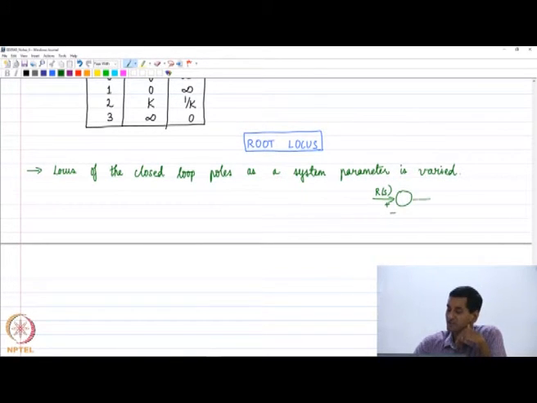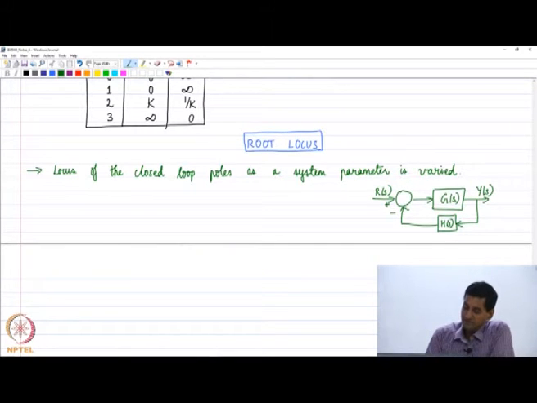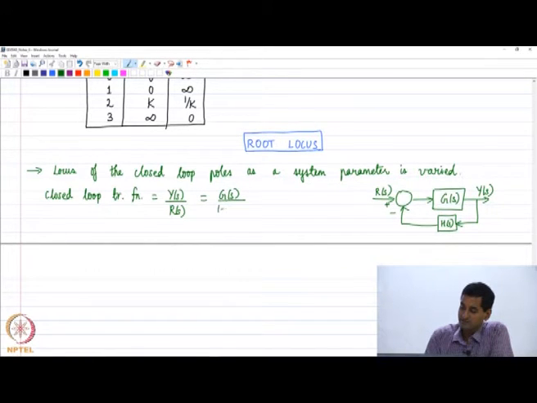This is the reason I spent quite a bit of time in constructing these block diagrams and explaining what each block represented. So we take this block diagram. Immediately the closed loop transfer function, which is nothing but Y of s divided by R of s, we already know that it's going to be equal to G of s divided by 1 plus G of s H of s.